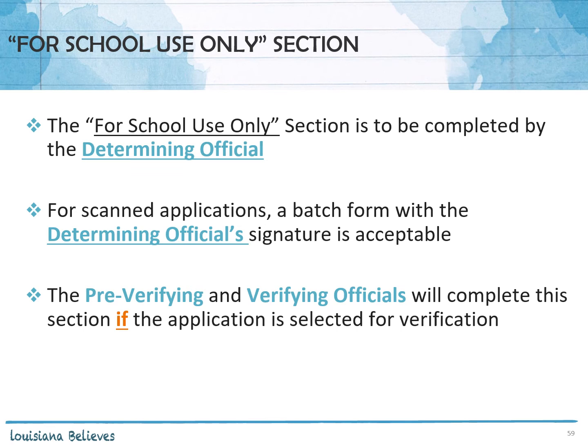On page 2 of the prototype application, there is a for school use only section that is reserved for the determining official to make notes of eligibility determination. For scanned applications, a batch form with the determining official's signature is acceptable. And the pre-verifying and verifying officials will complete this section if the application is selected for verification in October.